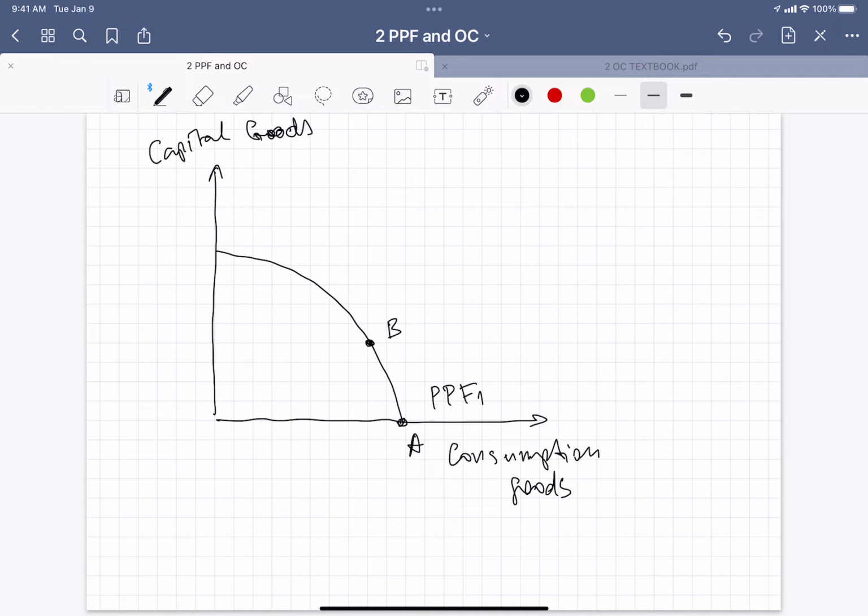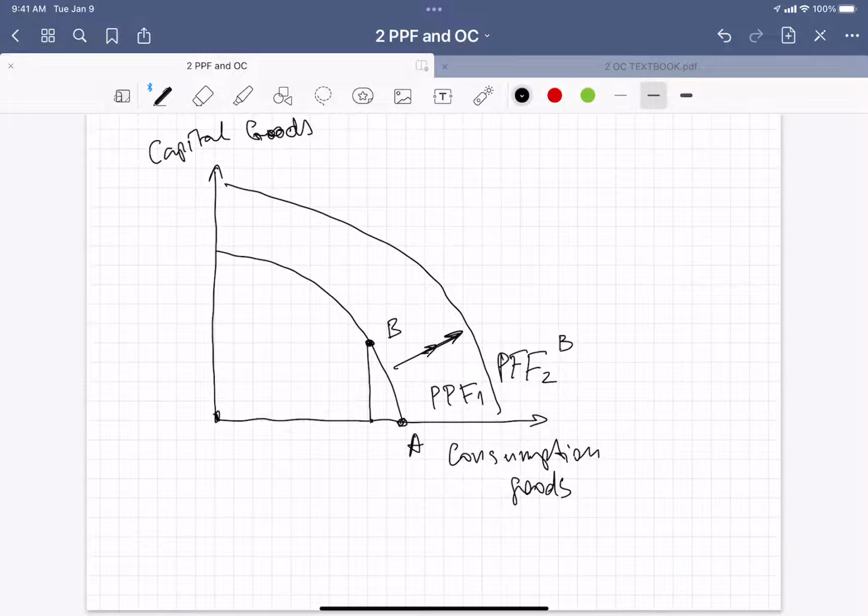If you put your resources here, you will have to sacrifice some of your current consumption. So next production period, instead of consuming that much consumption goods, you're only going to consume that much. But at the same time, you will invest in the future. And that investment is supposed to move your future PPF further out. So this is PPF2, given that you picked point B.